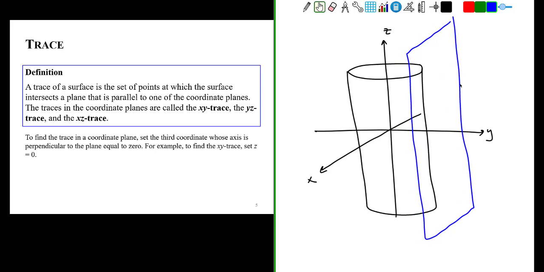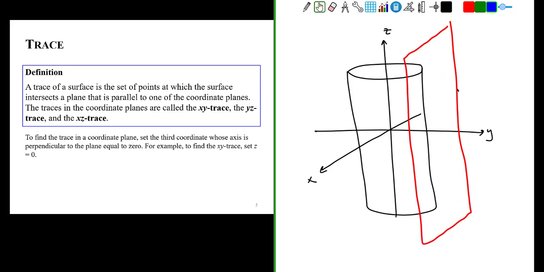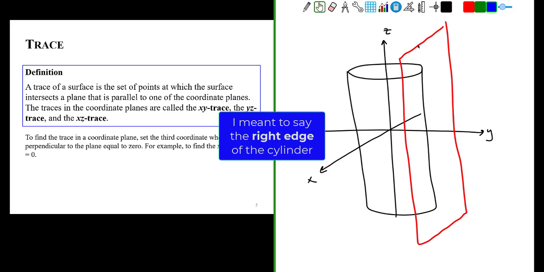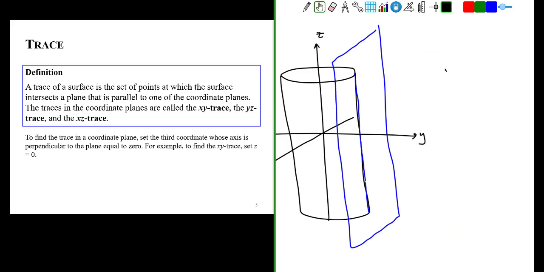So we're going to start with the plane, let's say, near the top of our cylinder. And actually, let's do the plane right at the top edge of our cylinder. So right at the top edge of our cylinder, we're going to have a trace. From this picture, we're going to be looking down from the positive y-axis. The z-axis will be vertical, the x-axis will be going to the left.